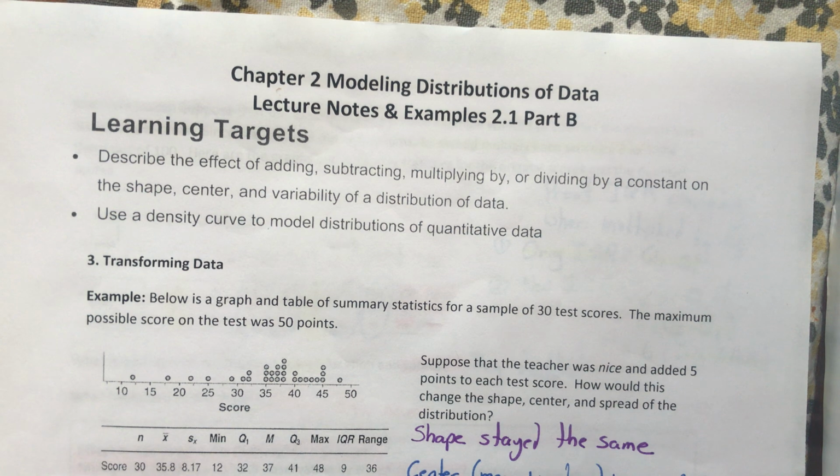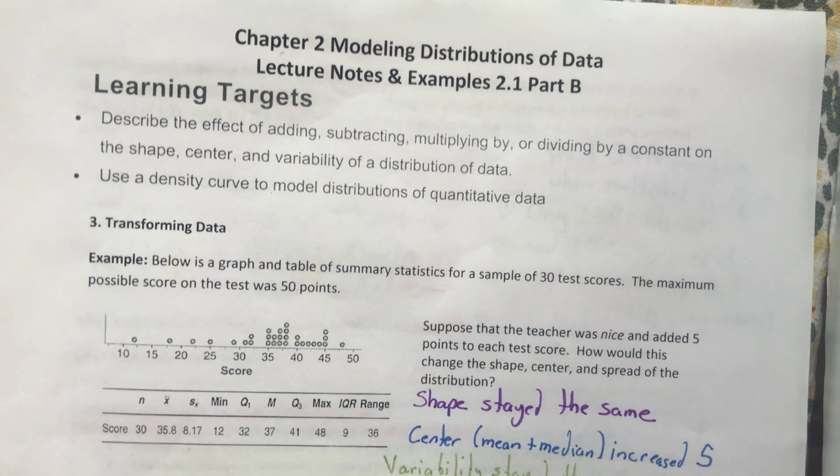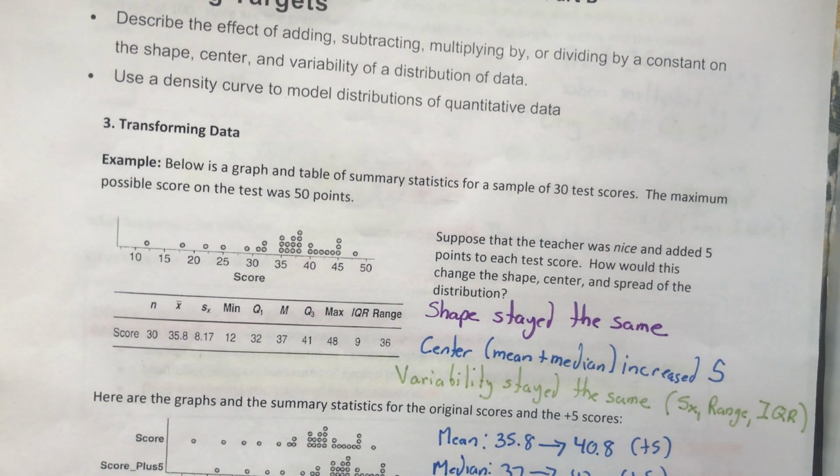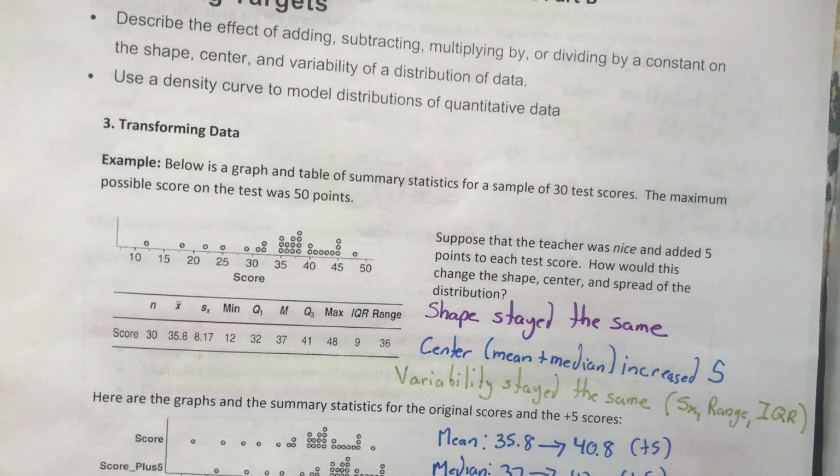For the first learning target today, we're going to describe the effect of adding, subtracting, multiplying by, or dividing by a constant on the shape, center, and variability of a distribution of data. So let's take a look at the example below. Here we have a graph and table of summary statistics for a sample of 30 test scores. The maximum possible score in the test was 50 points. Suppose the teacher was nice and added 5 points to each test score. How would this change the shape, center, and spread of the distribution?